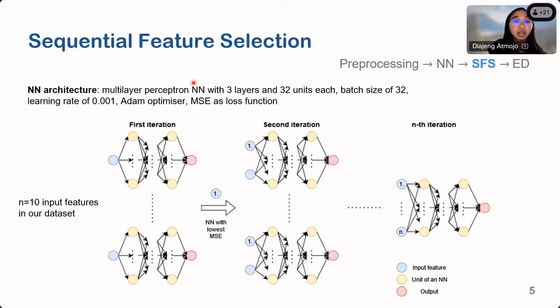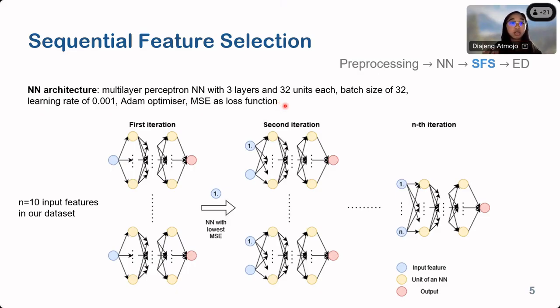And in the end, we got a neural network with 3 layers and 32 units each, a batch size of 32, a learning rate of 0.001. We used Adam optimizer and the mean squared error as loss function. And so basically, a very basic neural network.